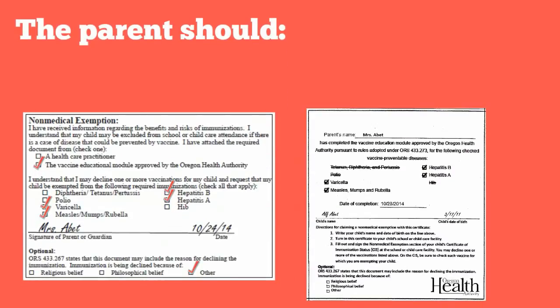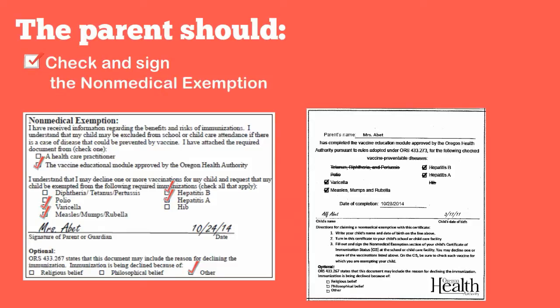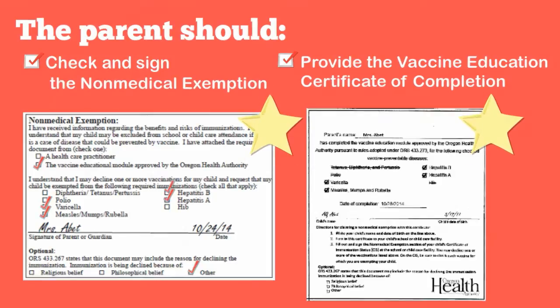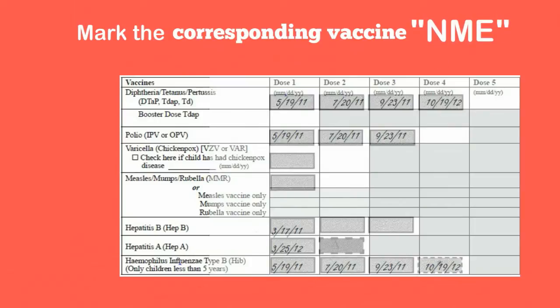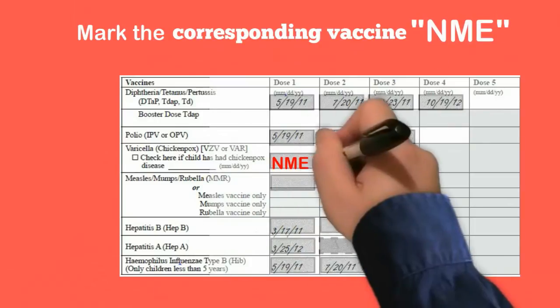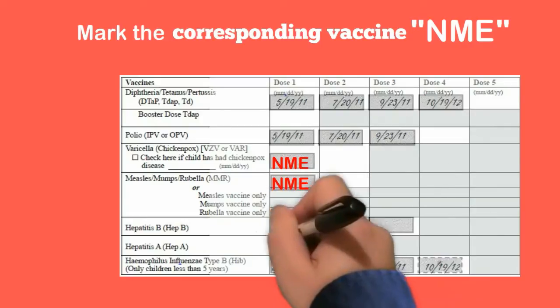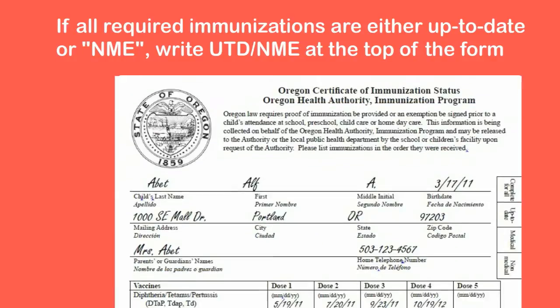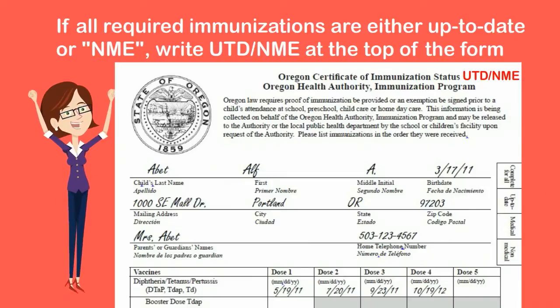A non-medical exemption is valid when the back of the CIS form is signed and dated by the parent, and the parent has given you a vaccine education certificate of completion. If both of these criteria are met, mark NME for non-medical exemption in the corresponding empty boxes. If the child is either up to date or has valid exemptions for all required vaccines, then note that on the CIS form.